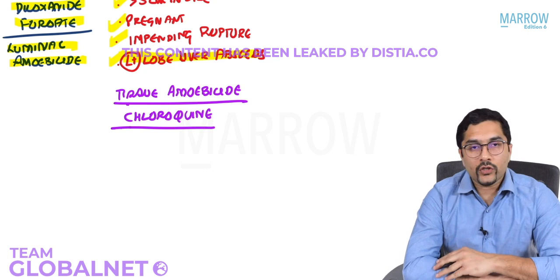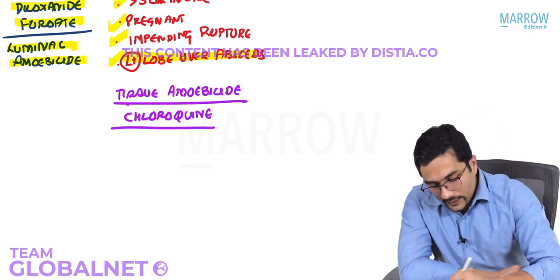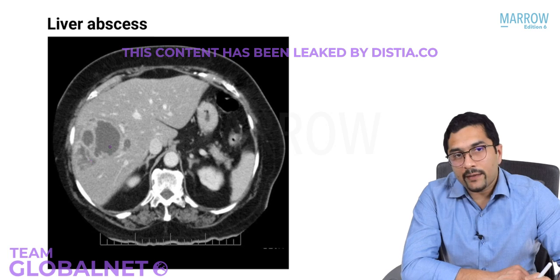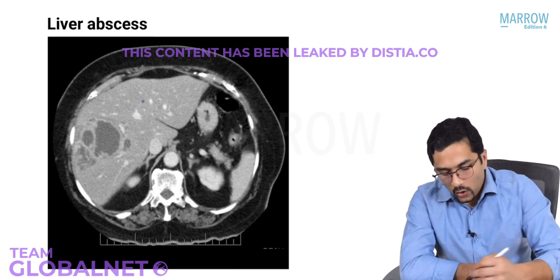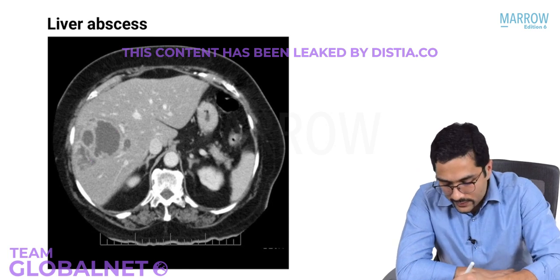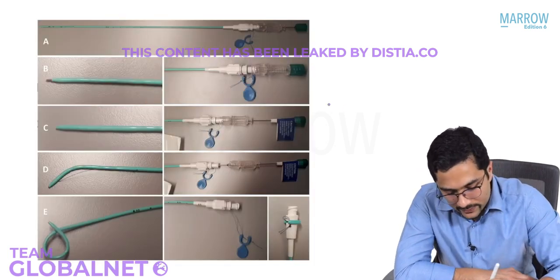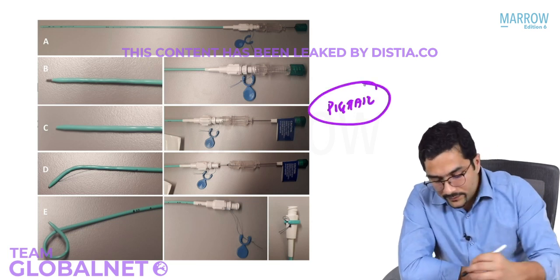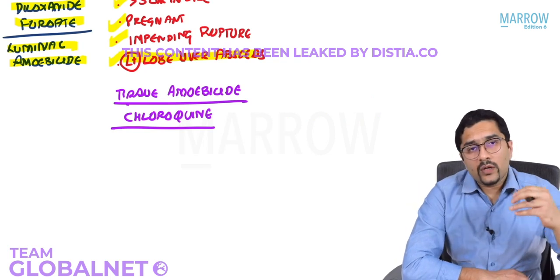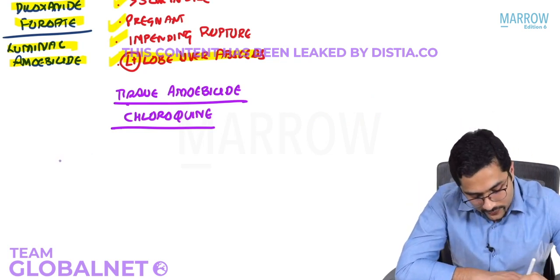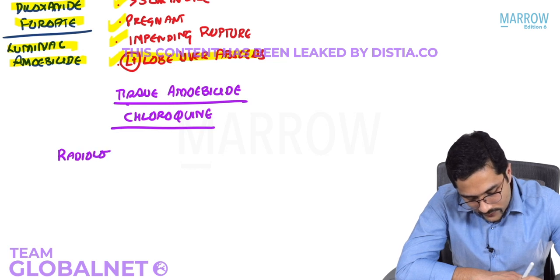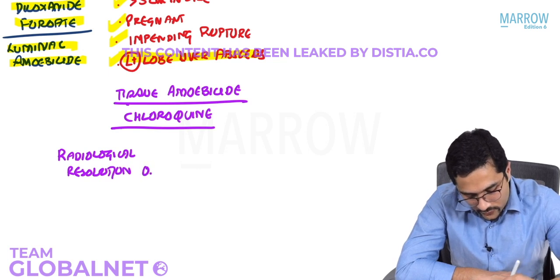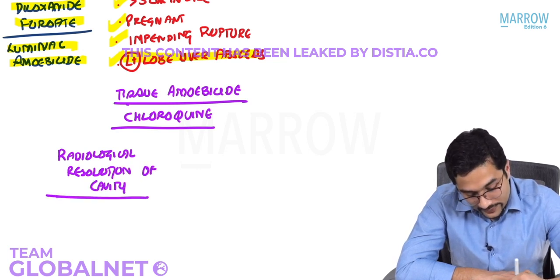Now, another point which I want you to remember is that this is an amoebic liver abscess, or this is a liver abscess which you can see on CT, and you can see that this is a pigtail catheter with which we can drain the liver abscess. Now, even when you've drained the liver abscess, you should know that radiological resolution of the cavity of the abscess can take as long as 6 months, right?